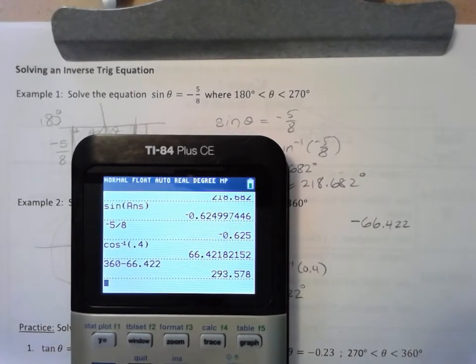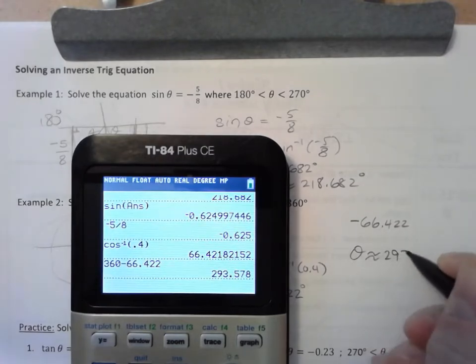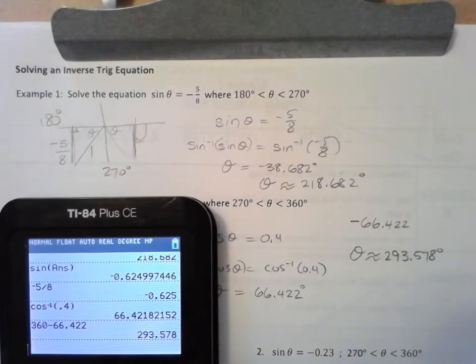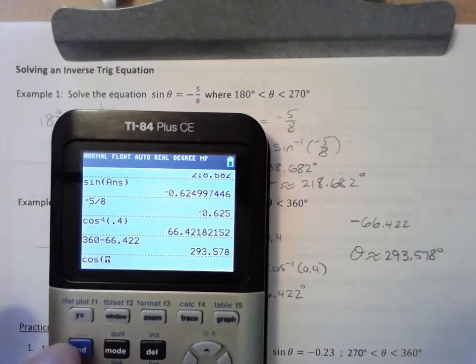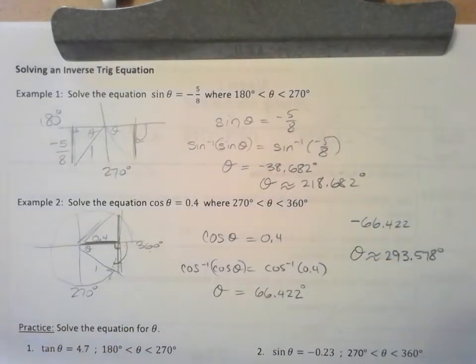66.422. This should get us our approximate answer. Theta is approximately 293.578 degrees. And if I check this by doing the cosine of that answer, it gets me, wow, that's pretty close to 0.4. That's as close as we need to get. So this is what we're going to do.